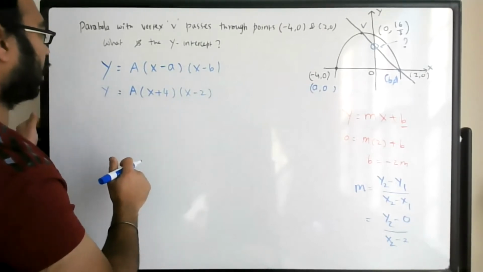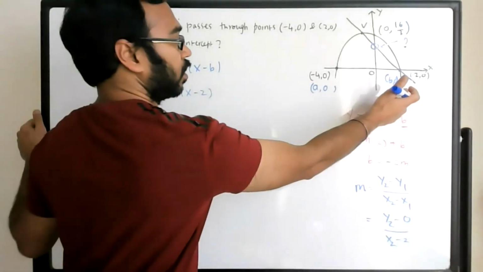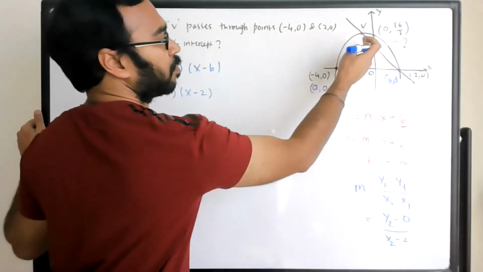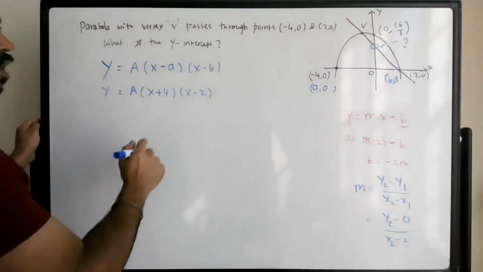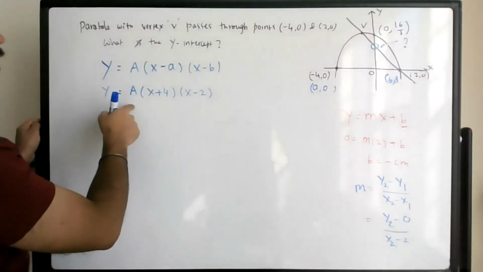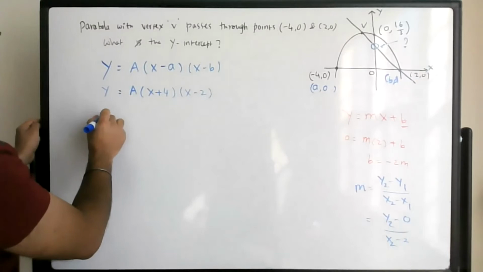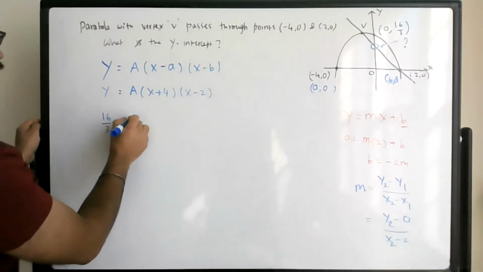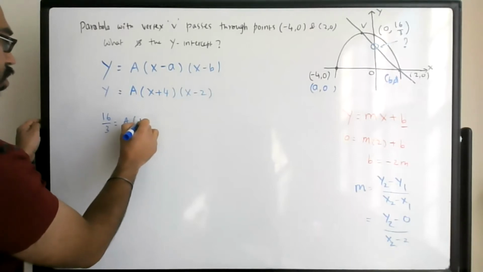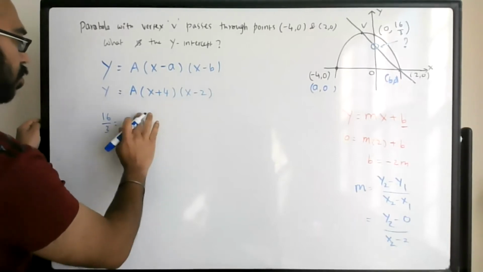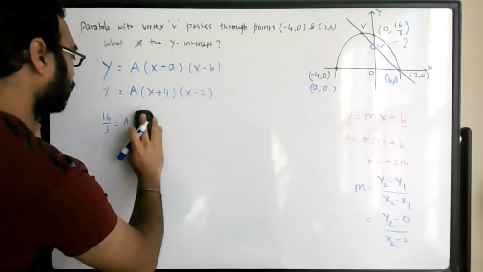How do I find the a? The parabola also has another point, that is (0, 16/3). So I'm going to plug in that point and solve for a. So y is 16/3, a times (0 plus 4), right? I'll write one more step, it's not a big deal.